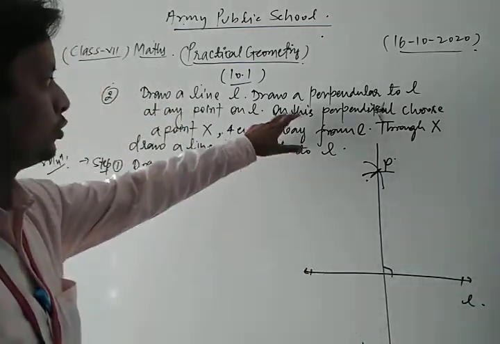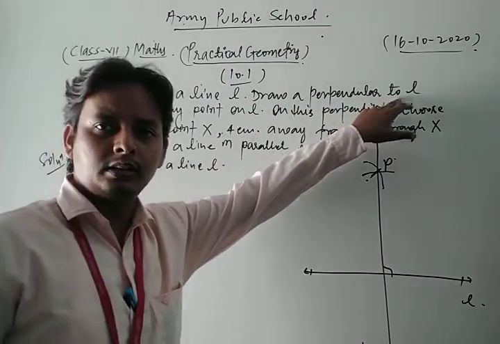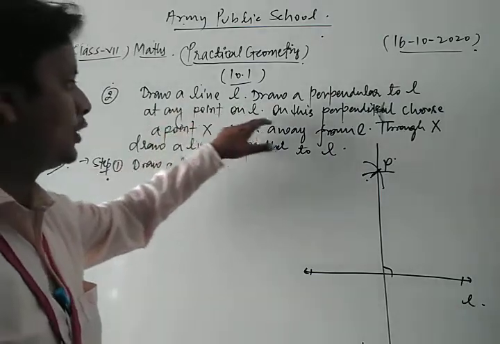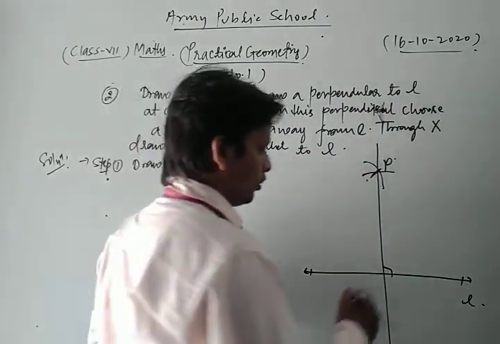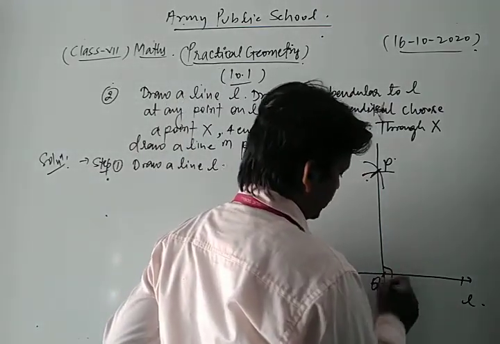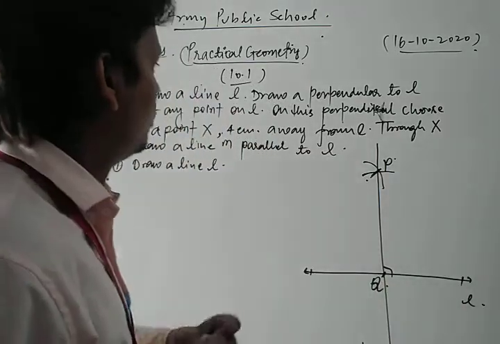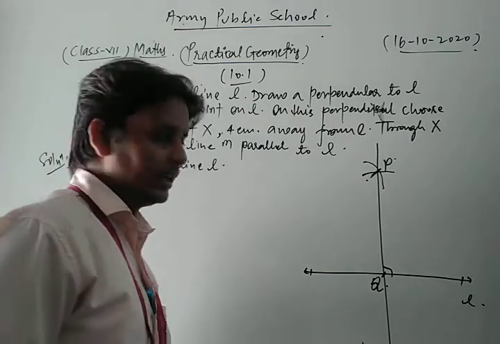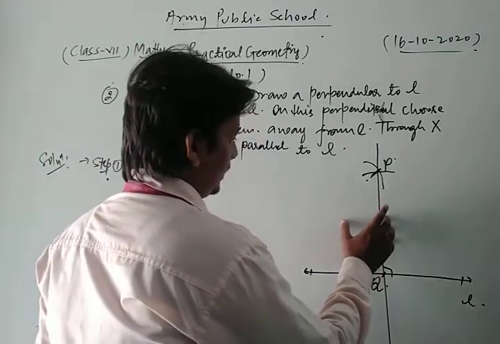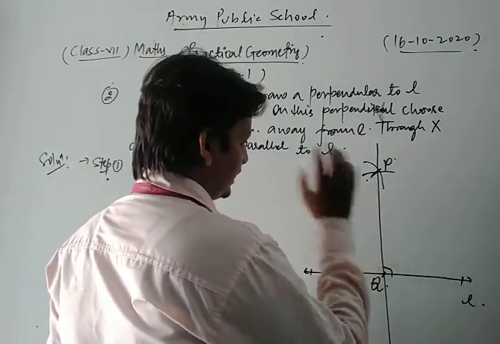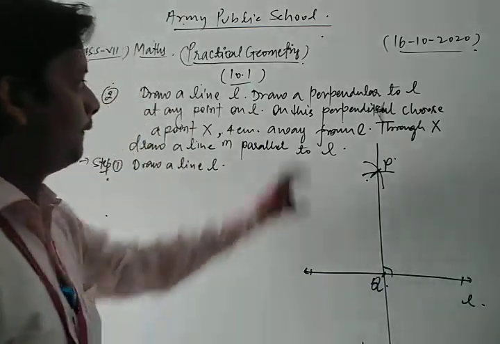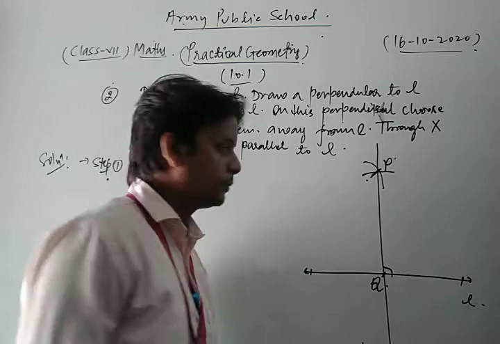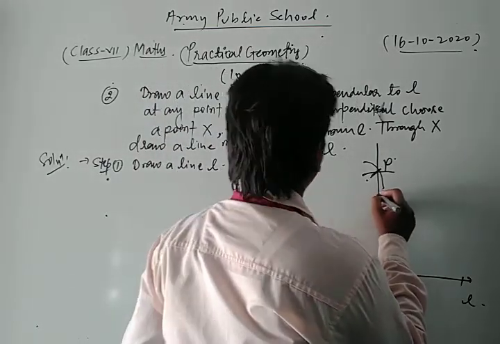Now according to the question, draw a perpendicular to L at any point on L. Let us take that point to be Q. Now on this perpendicular choose a point X, which is 4 centimeter from L. Suppose that we choose a point here.